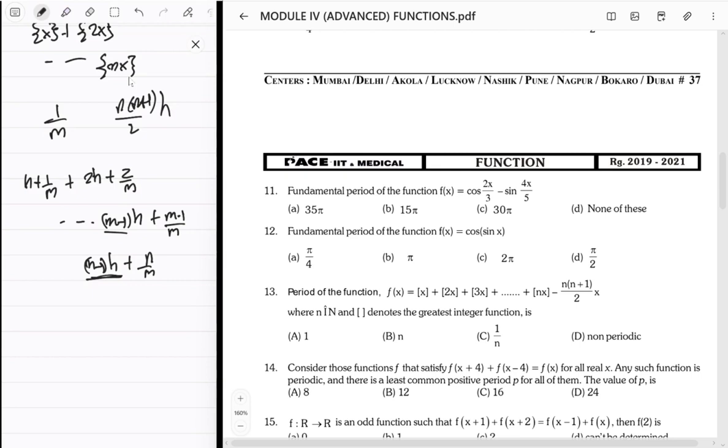Wait, did I really just say m is bigger than or equal to, but then 1 upon m is not bigger than or equal to n? How does that even make sense? No, something's not right about this guy. Oh god.